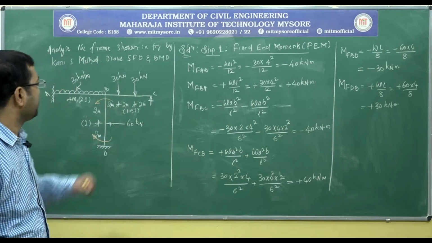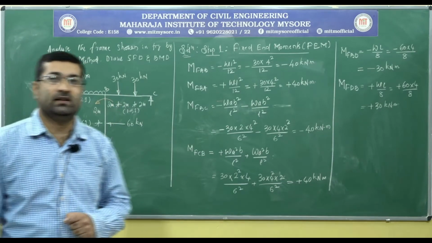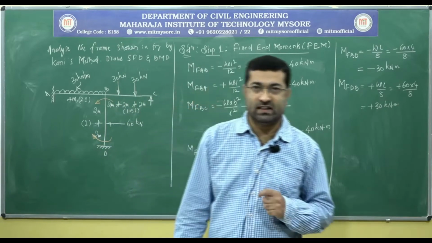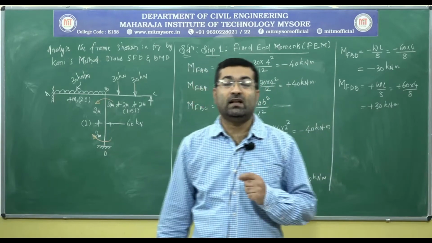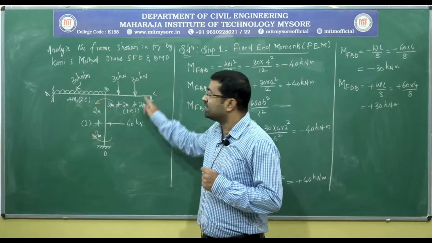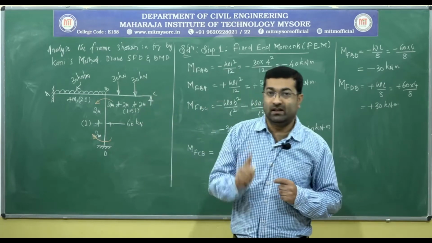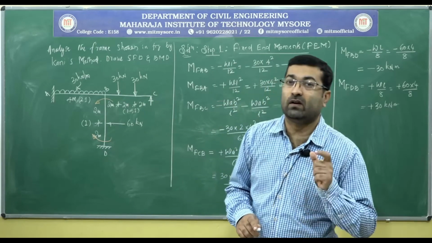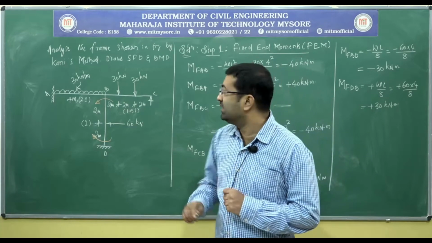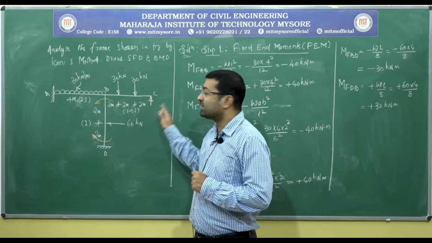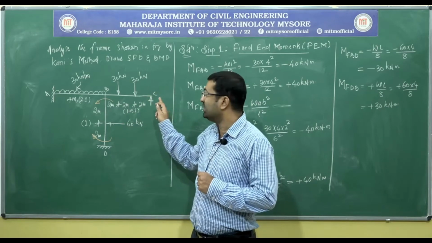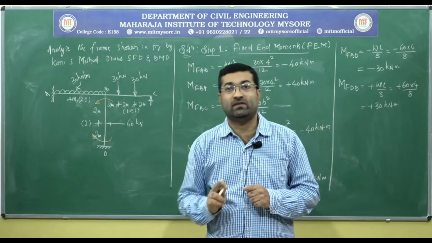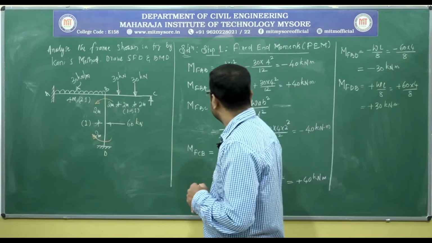And here you can see the support C, it is simple in the nature. We have discussed this very clearly before also. Whenever we are using the Kani's method as method of the analysis, and we are dealing with one of the end supports as hinge, roller or simple in the nature, then for that particular span we have to modify the fixed end moments. Here you can see the support C, it is simple in the nature. It means the fixed end moments for the span BC, that is MFBC and MFCB, has to be modified. So let us do that.